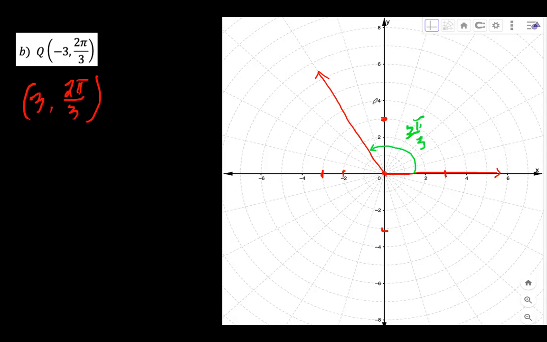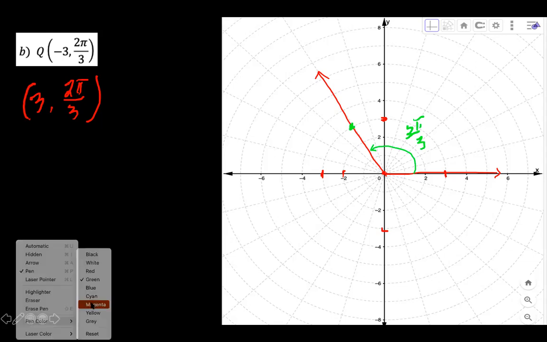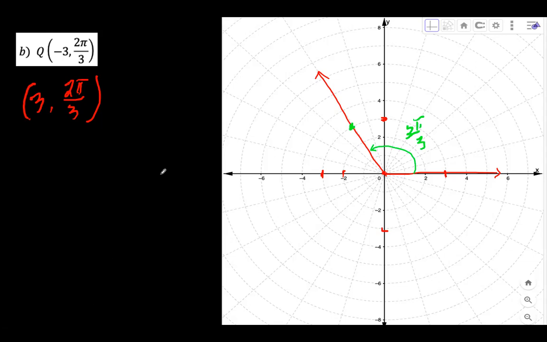Here we go, 2 pi over 3. And since our radius is 3, we can find that point somewhere here. However, in the given example B, which is point Q, the given radius is negative, and our rule, if the radius is negative, is we need to find its opposite side. Opposite ray. So the opposite ray of this terminal side of the point Q with a positive radius is this.